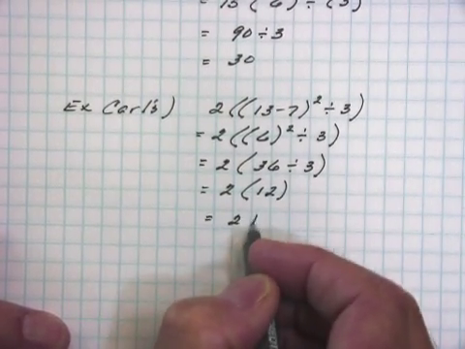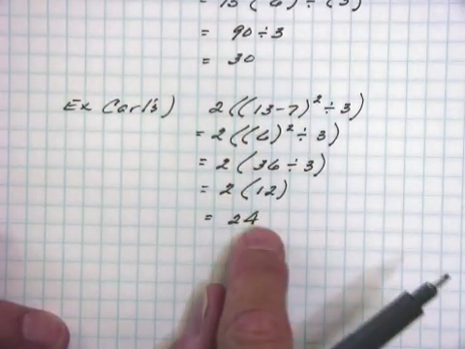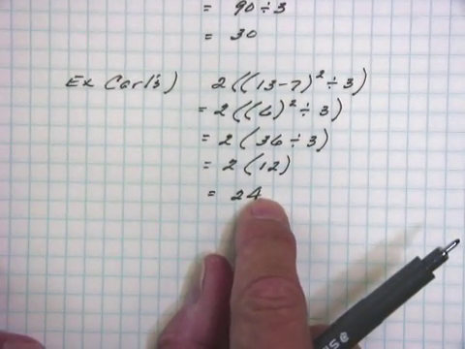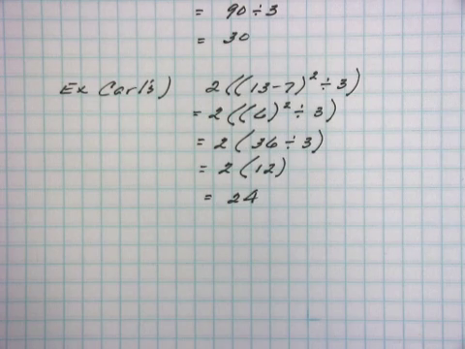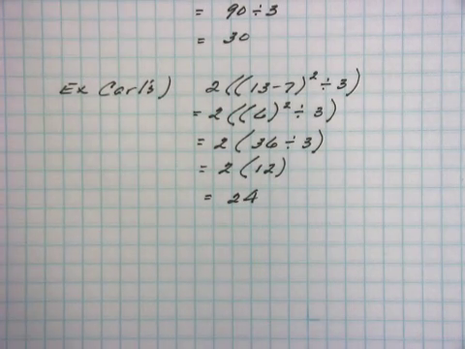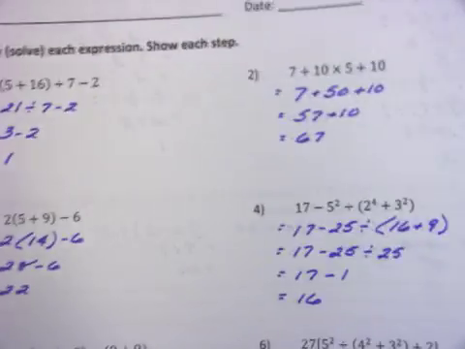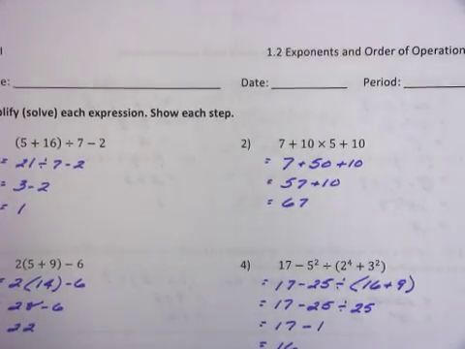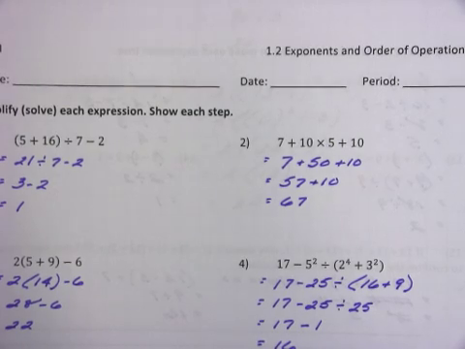Okay, now I still have a set of parentheses I got to deal with. And in that is a division. So I've got 2 parentheses. 36 divided by 3 is 12. And now I have 2 times 12 to get 24. So this expression was equivalent to 24.